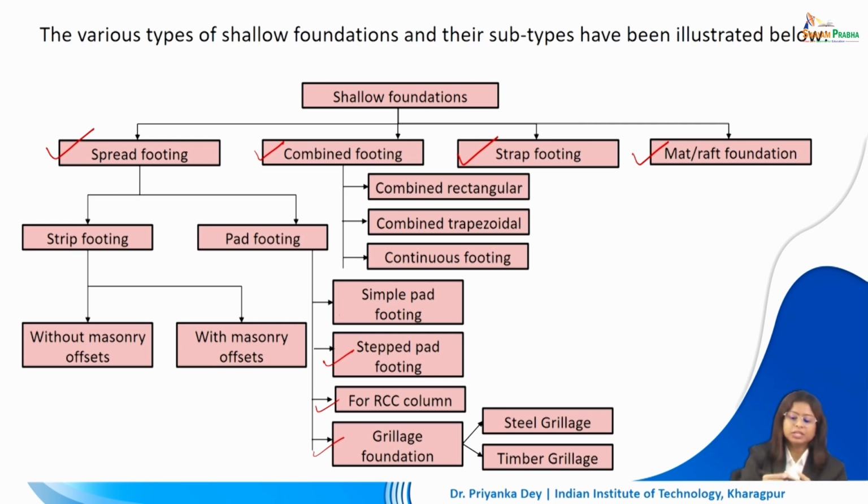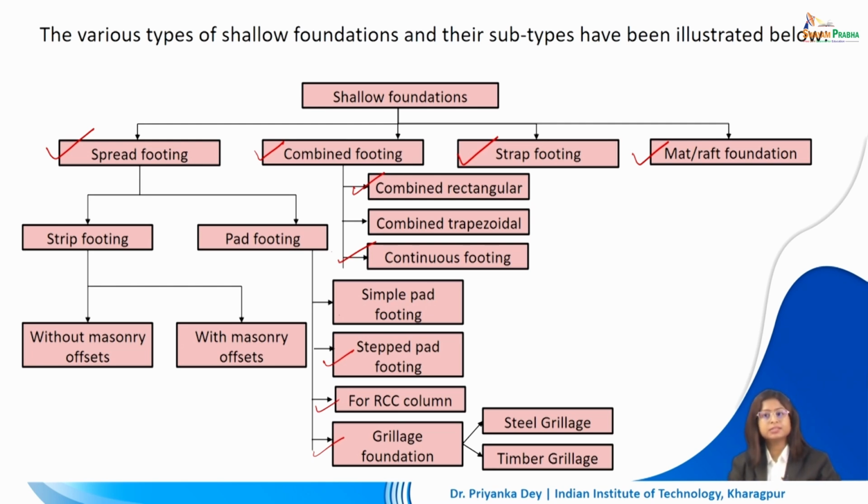It can either be rectangular in shape if the load in both the columns is the same. It can be trapezoidal in shape if the load in one is more than the other. And it can be a continuous footing if you are dealing with more than two columns. So, if you have three or more columns continuously back to back, in that case, it can be a continuous footing.